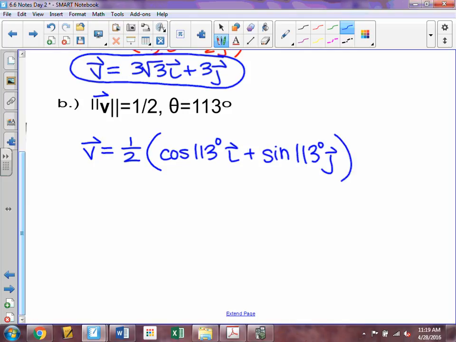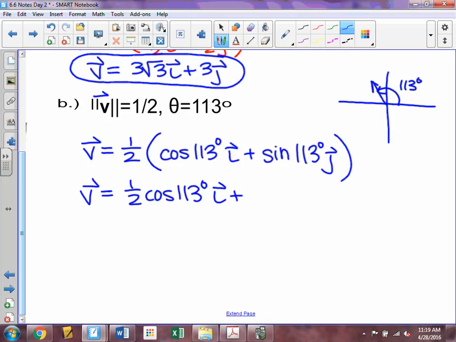Okay, think about this for a moment, guys. 113 degree angle. What quadrant are we in? We're in quadrant 2. That's 113 degrees. What do you know about your x value in quadrant 2? What about your y value? So when we get this, shouldn't our first answer be negative and our second answer be positive? Otherwise something weird is up. So we have 1/2 times the cosine of 113 degrees i, and then 1/2 times the sine of 113 degrees j. Now you don't have to write that, but that's what we're doing.